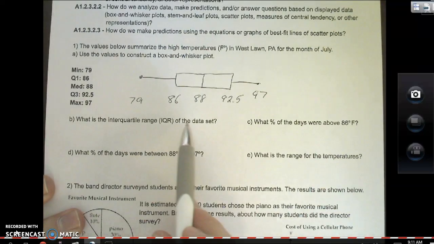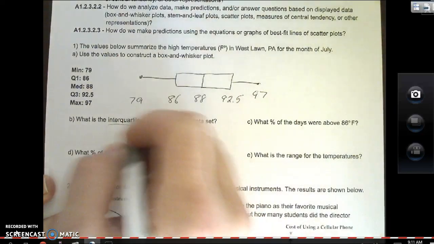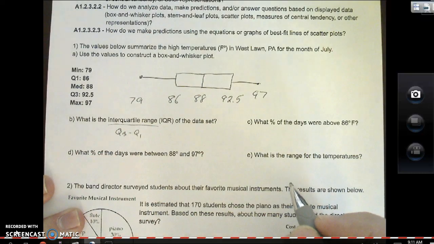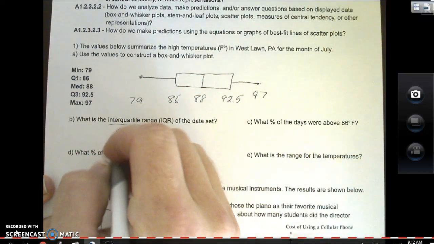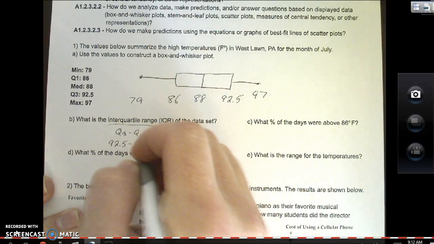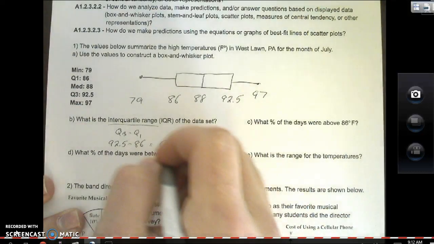What is the interquartile range of the data set? Guys, this is super easy. It is just Q3 minus Q1. So I am doing 92.5 minus 86. Okay, just using my numbers over here, which gives me 6.5.